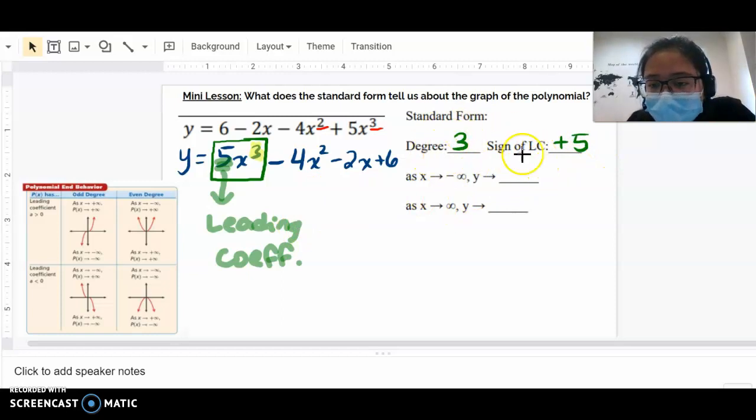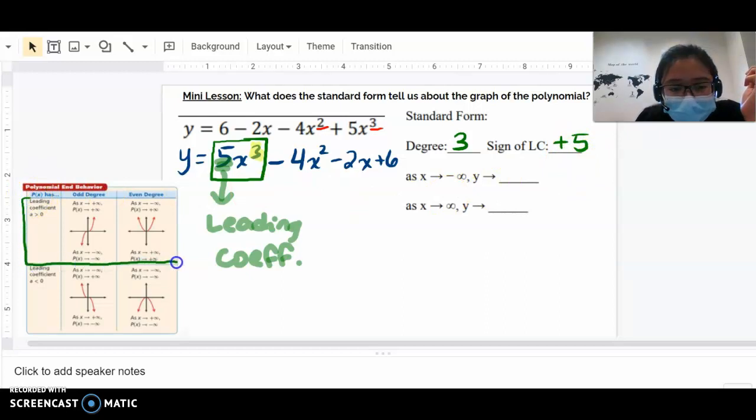And now that I have the degree and sign of the leading coefficient, I can go ahead and describe the polynomial's end behavior using my chart right over here. Now, the way you want to read this is first look at your leading coefficient. This is a positive 5. And my two options here is the leading coefficient is a number that is greater than 0 or a number that's less than 0. A positive 5 is greater than 0. So I'm going to be using this top part of my graph.